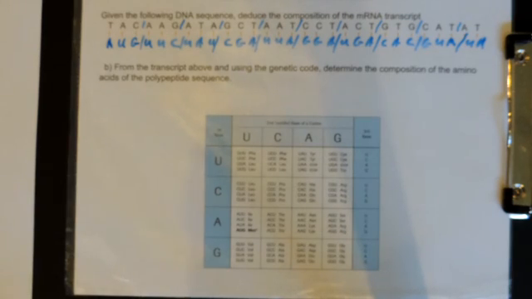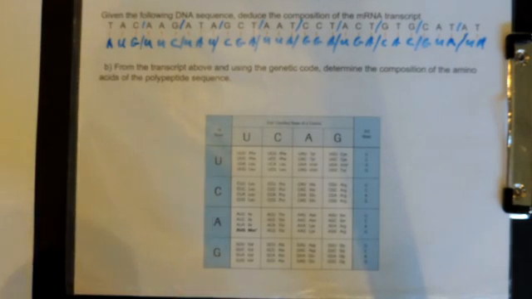Translation happens in the cytoplasm when the messenger RNA joins on to a ribosome. A ribosome actually reads the codons on the messenger RNA. A tRNA would then come in and place down the appropriate amino acid according to that code.